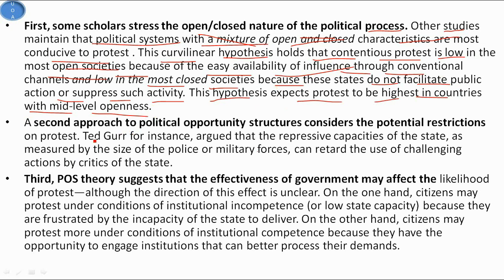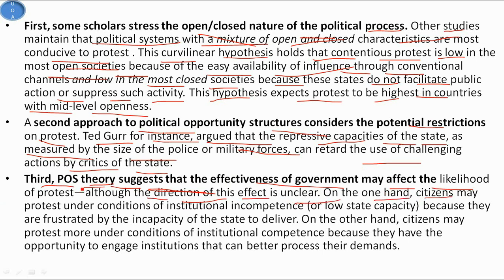A second approach to the political opportunity structure considered the potential restrictions on protests. Ted Gurr, for instance, argued that the repressive capacities of the state, as measured by the size of police or military forces, can retard the use of challenging actions by critics of the state. Third, political opportunity structure theory suggests that the effectiveness of government may affect the likelihood of protest, although the direction of this effect is unclear.